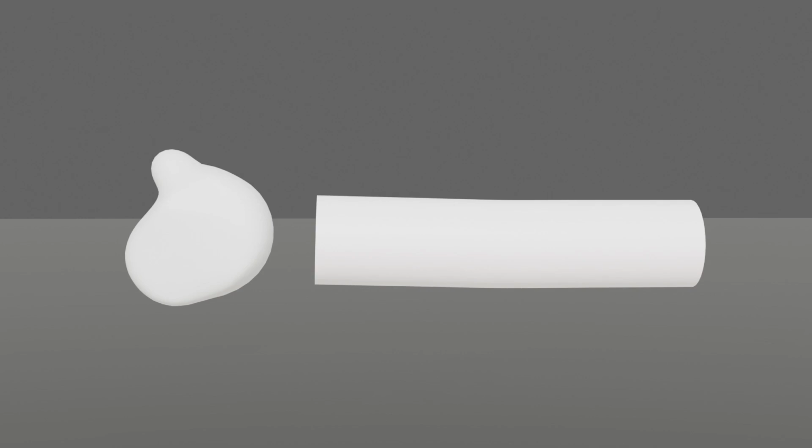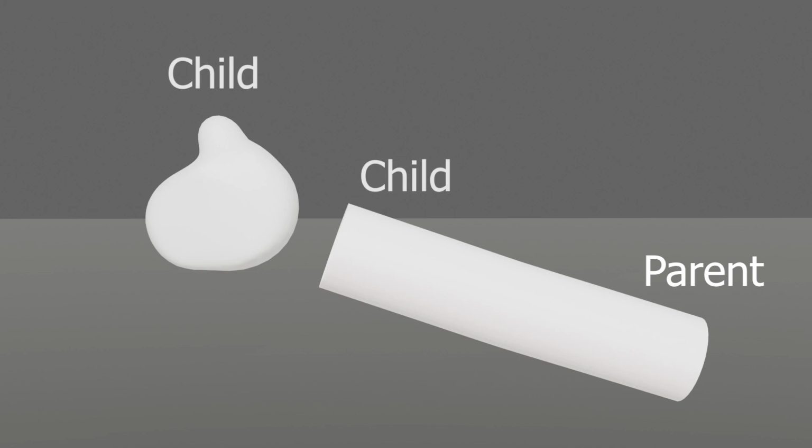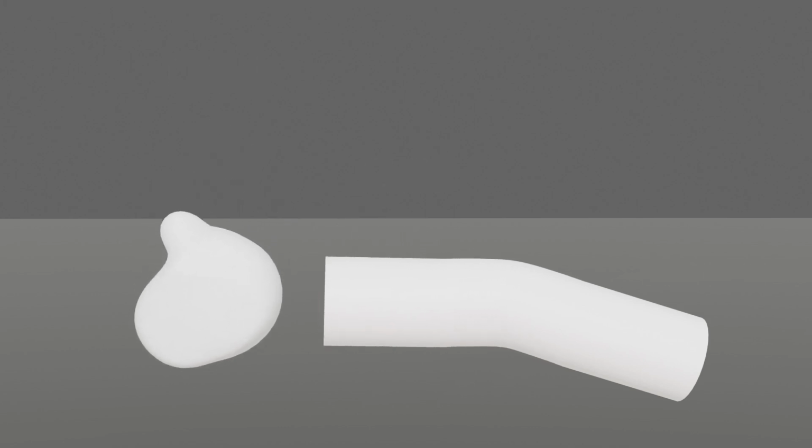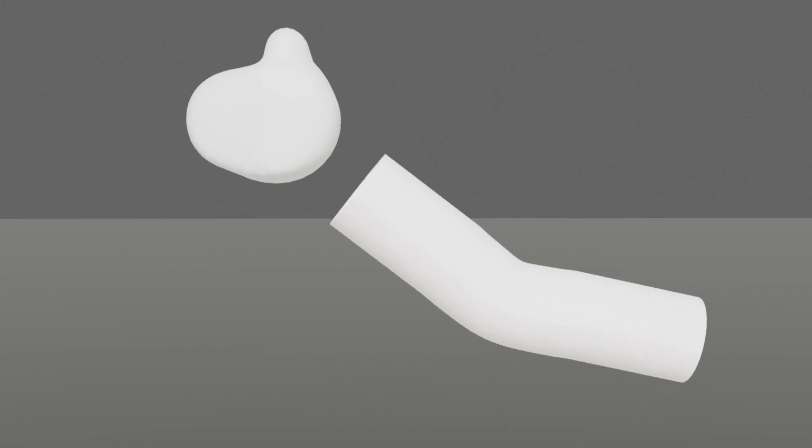Let's use this arm again as an example. The upper arm, because it is at the top of the arm, also controls the forearm and the hand, just like in real life. The upper arm in this case is the parent, while the forearm and the hand are the child. However, if I was to move just the forearm, only the hand would be affected, because the hand is the child of the forearm.